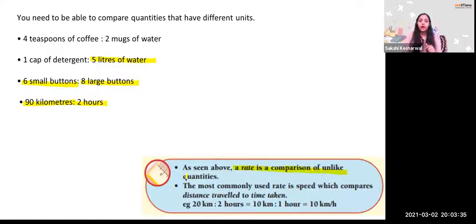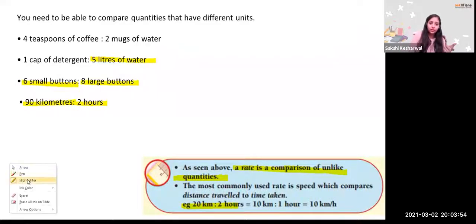The comparison of unlike quantities, right? Two unlike quantities. The most commonly used is the speed, which we use to compare the distance. So it says that 20 km in 2 hours is equal to what, beta? 10 kilometers in 1 hour. That is what? 10 kilometers per hour.